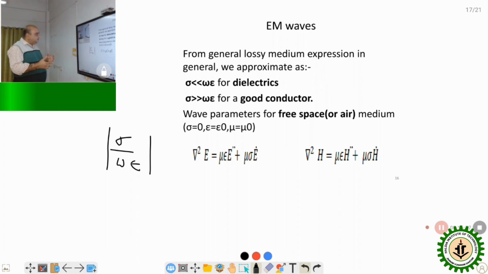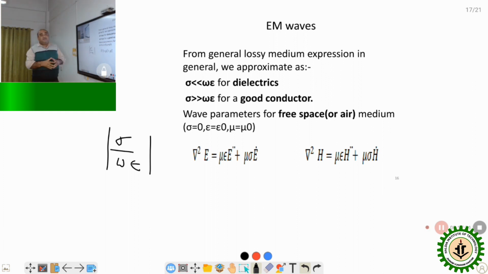Okay, and based on this, whether this is much less than 1, that will be termed as a dielectric, much greater than 1, that will be termed as a conducting, or simply that's equal to 0, that is termed as a free space. And accordingly, we have the important wave equations. Del square E equal to mu epsilon E double dot, where E double dot denotes the double derivative with respect to time, plus mu sigma E dot, single derivative. In terms of magnetic field, it is the same equation, just E is replaced by H.